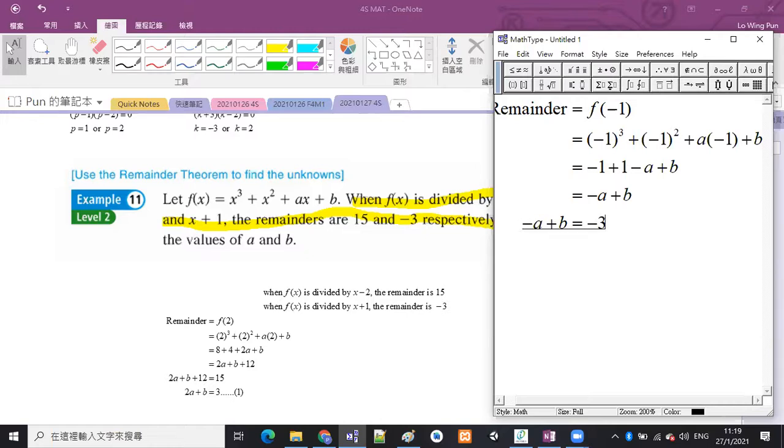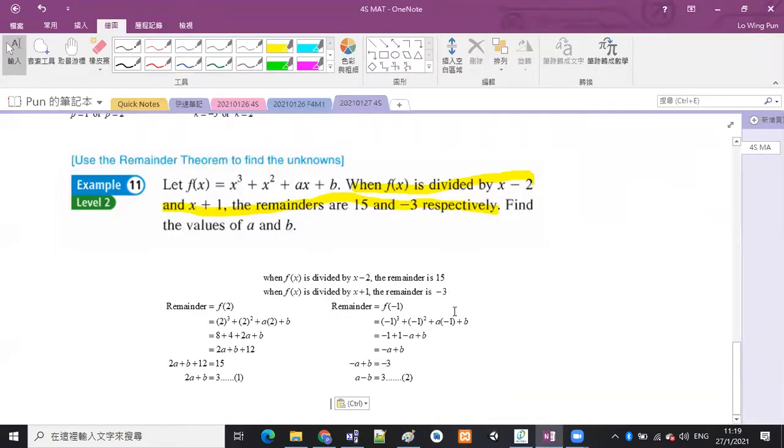I usually like A to be positive. So a minus b will be positive 3. And then I label this as equation 2. Can you get this? So now we have equation 1 and equation 2, and we are going to use the method of elimination or method of substitution to solve these simultaneous equations.